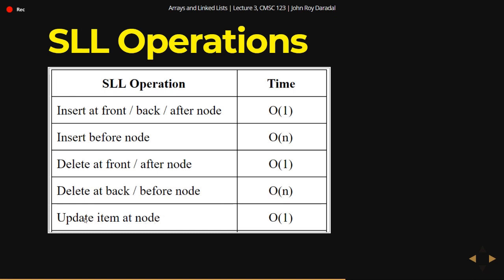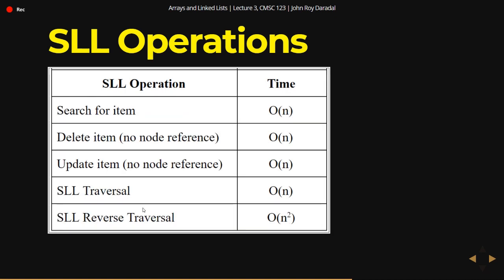Okay. If you want to update an item at a certain node, that takes O of 1 as long as you have access to the node that you want to update. But if you are looking for a certain item, so you search for an item, that would take O of n because that entails traversal. Okay, so you will need to examine each SLL node to look for the certain item, and the worst case is either the item is at the last part of the node or it doesn't exist, right?